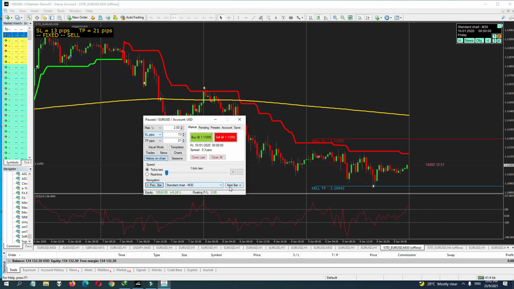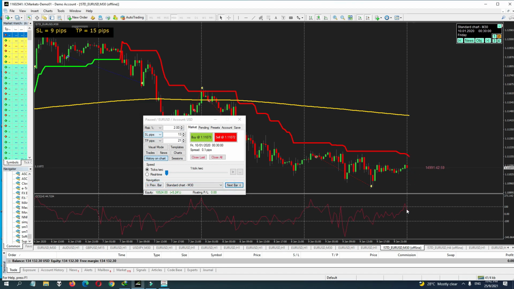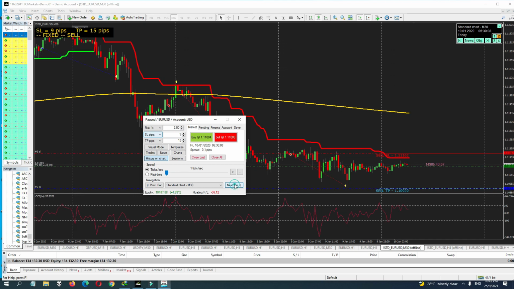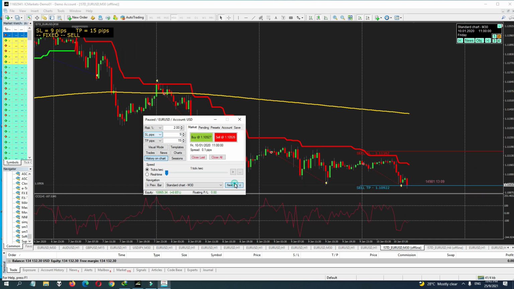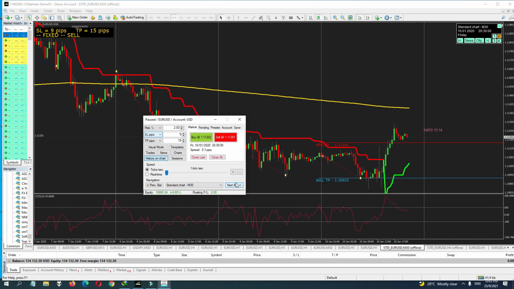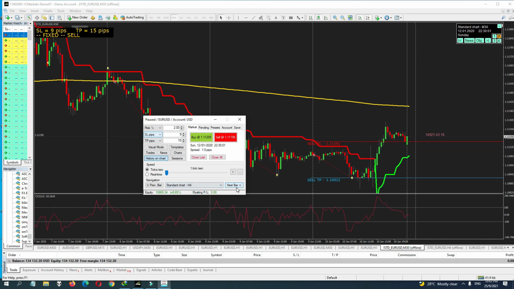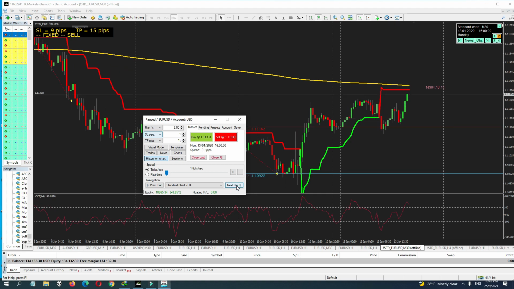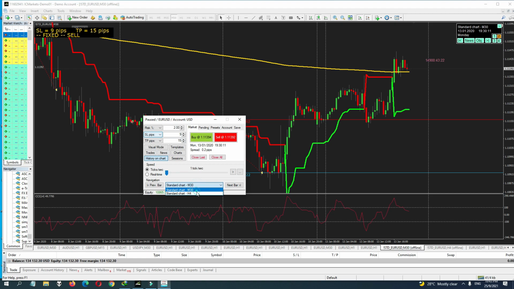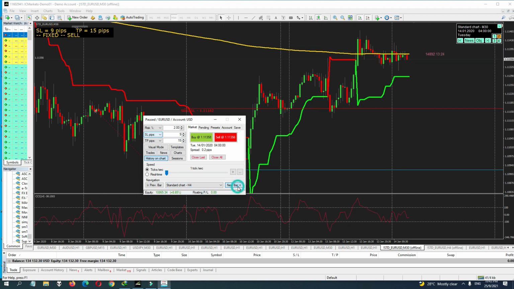We have a sell here. It goes below 100. We sell. We got it. The trend is green, so we cannot sell here. So just skip. And let's see. I'm waiting for a buy.